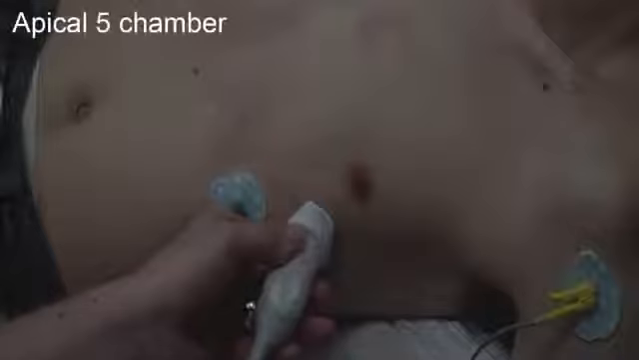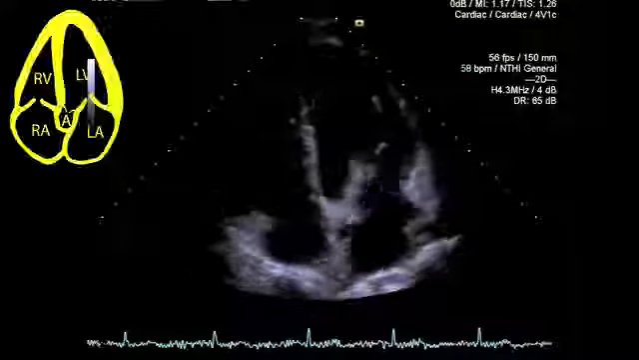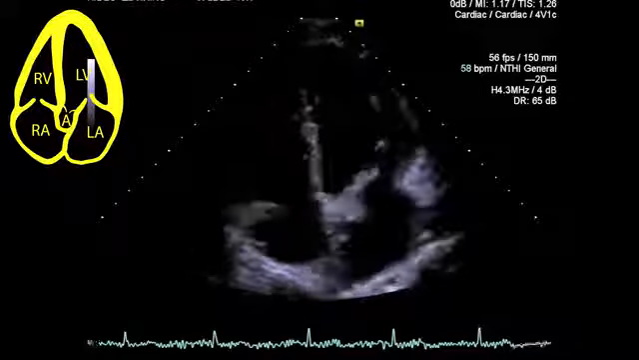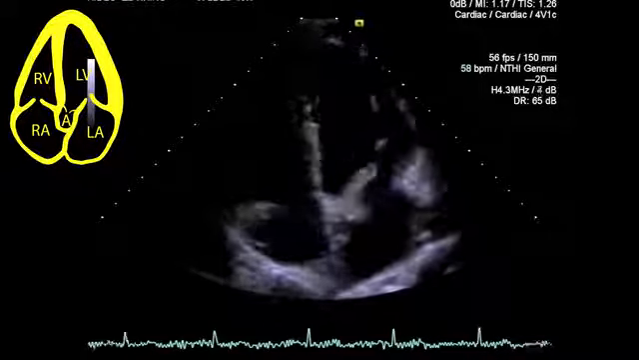The apical five-chamber view is achieved by tilting the probe more anteriorly so that the ultrasound beam is directed more anteriorly in the chest wall towards the aortic valve, which is an anterior structure within the thorax.